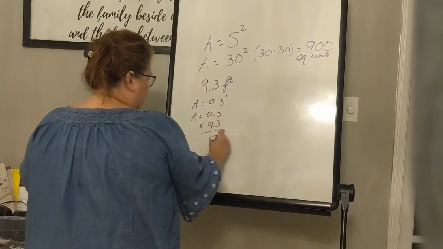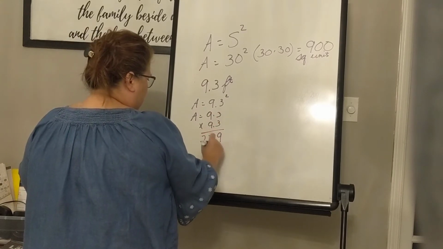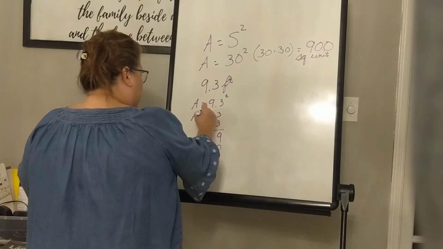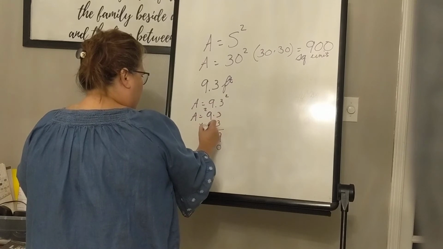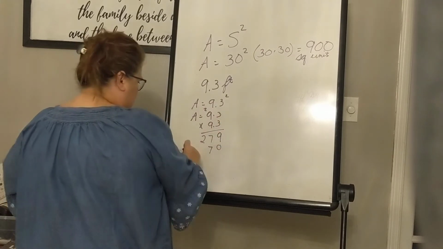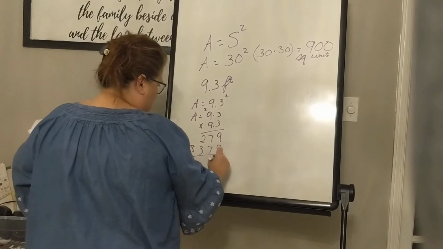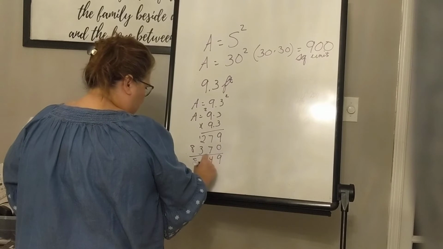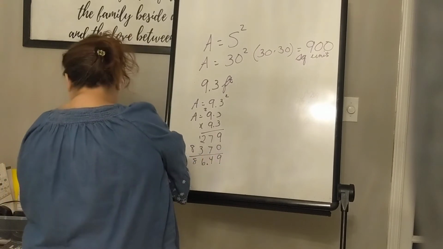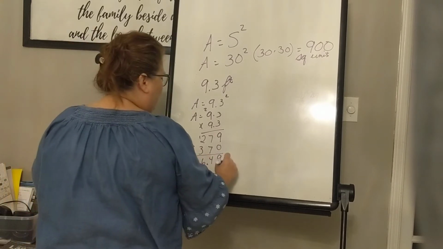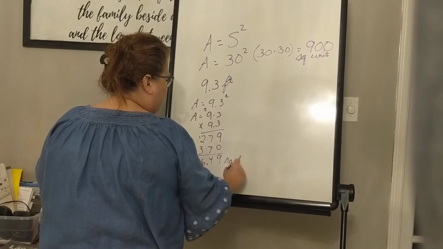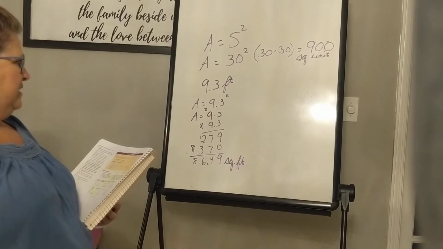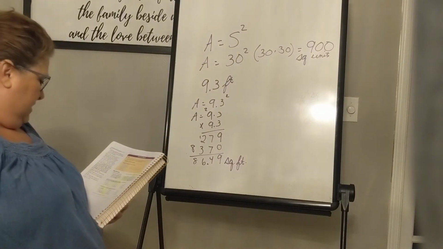3 times 3 is 9. 9 times 3 is 27. Put our 0 down. 3 times 9 is 27. Put 7 down, carry the 2. 9 times 9 is 81, plus 2 is 83. We bring it over 2 decimal places. So we have 86.49 square feet. Okay? So side times side, or side squared.